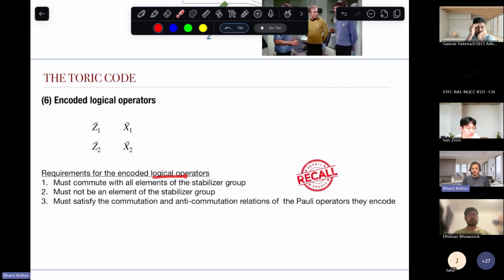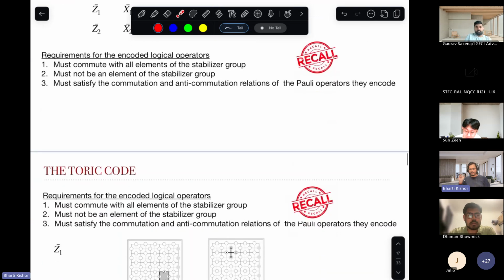I said just now, based on the stabilizer formalism that we saw last time, the logical operator must commute with all elements of the stabilizer group, which for us here are the vertex operator and the plaquette operator. It must not be an element of the stabilizer group, so you should not be able to get it by multiplying stabilizer generators. It should be outside the stabilizer group and must satisfy the commutation and anti-commutation relations of the Pauli operators they encode. These are the things we need for encoded logical operators.